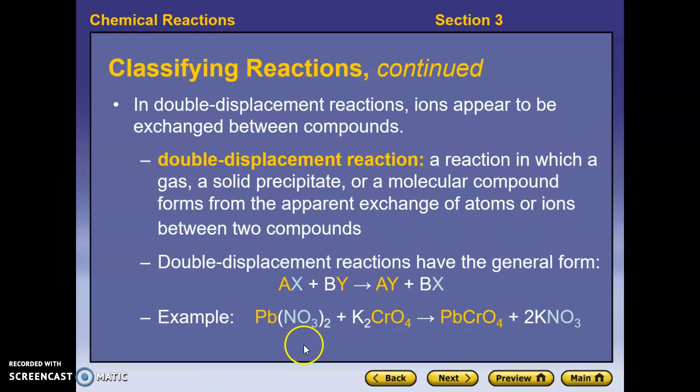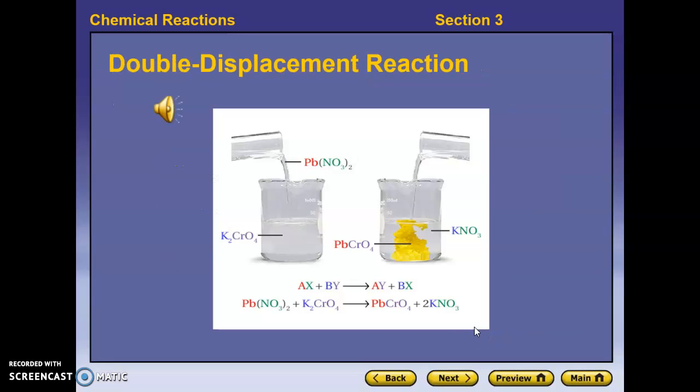The polyatomic nitrate here with the lead ends up switching to be with the potassium, and the polyatomic chromate here, CrO4, ends up combining with the lead. So they truly have switched partners. And if we do this reaction, two clear liquids end up making this yellow solid that will settle to the bottom. And so this is clearly a double displacement reaction that produces a precipitate.